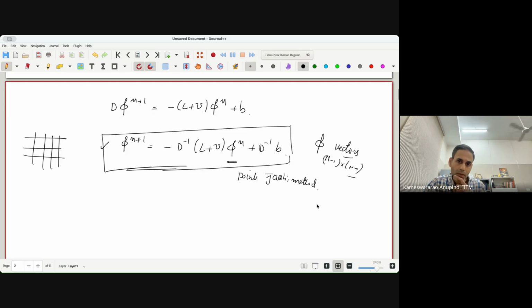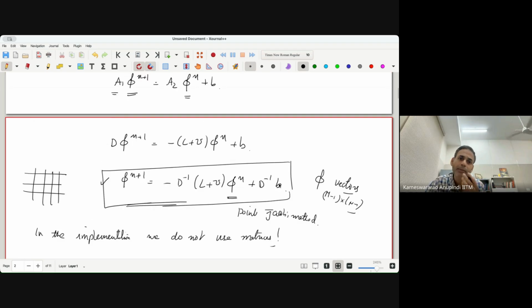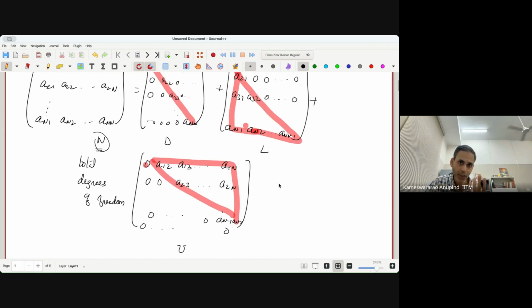But what we realize is that in the implementation we are not going to implement it this way. We are not going to work with matrices. In the implementation we do not use matrices. That is good, because that is going to make it very easy to understand. So how are we going to actually implement it?